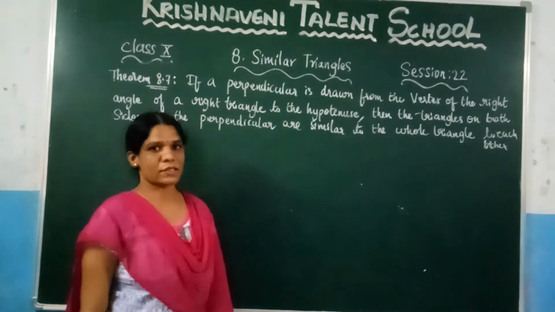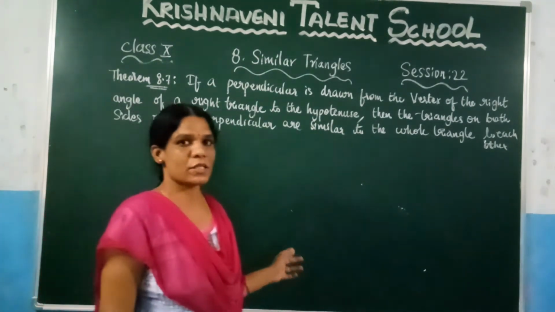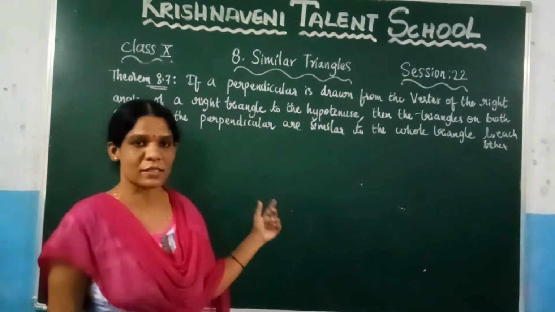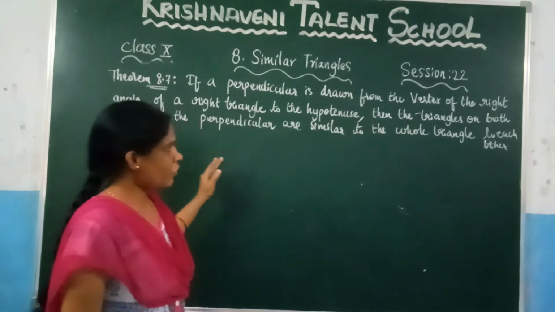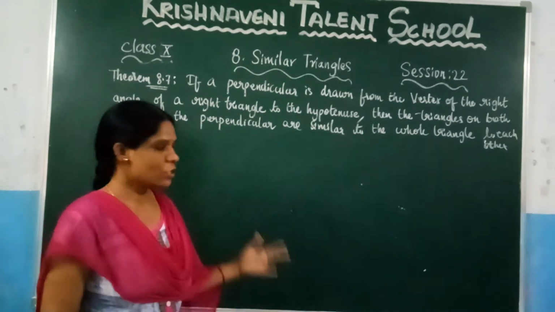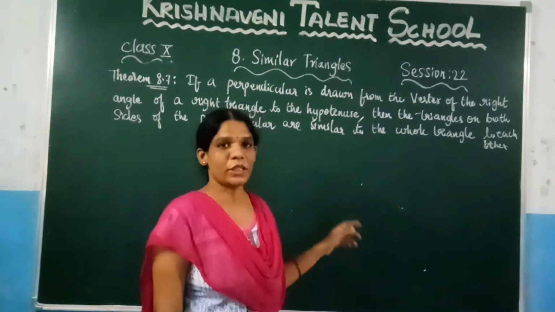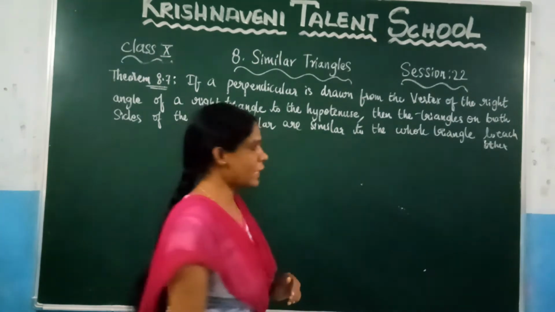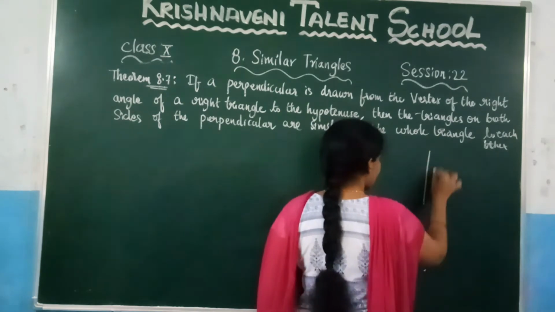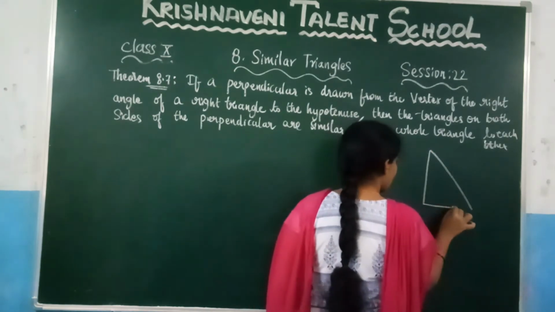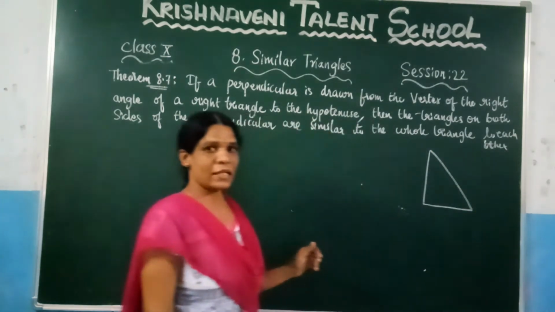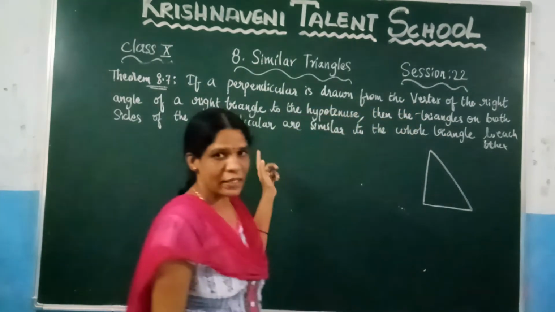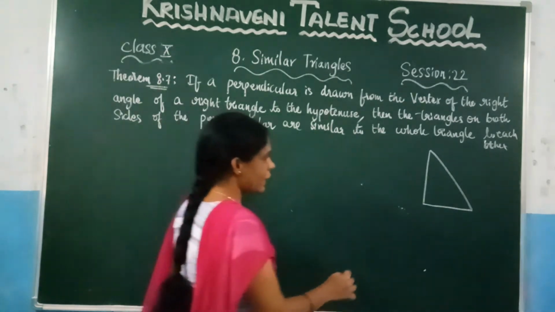What the theorem states is here, if a perpendicular is drawn from the right angle of the triangle to that of the hypotenuse. So let us, from this theorem, let us draw the triangle. So how to draw the triangle? You need to draw here the right angle triangle because this theorem is based on the right angle triangle. So let us draw here one right angle triangle. And what they are saying here, if a perpendicular is drawn from the vertex of the right triangle. Here, what is the right angle here in this case?